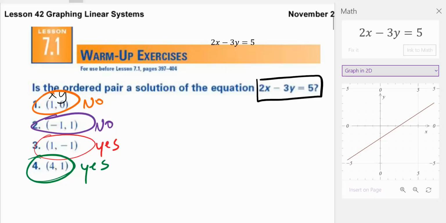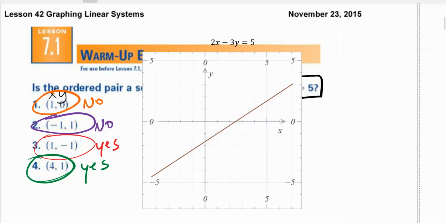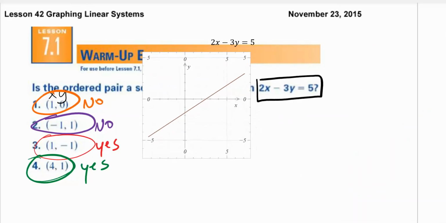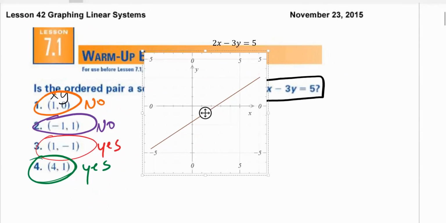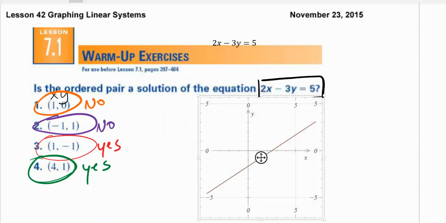So we can graph this. Our graph would look something like this. And we can plot these points. Remember our orange point here, 1, 0. We've got 1, 0 right here, and we can see that's not on our line. Our purple point, negative 1, 1, right here, that's not on our line.